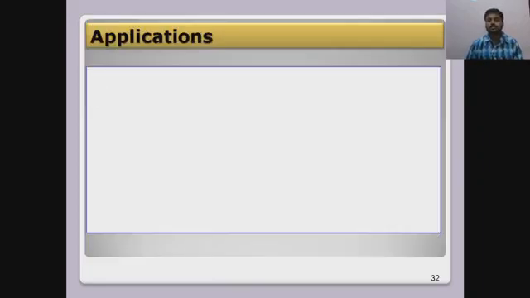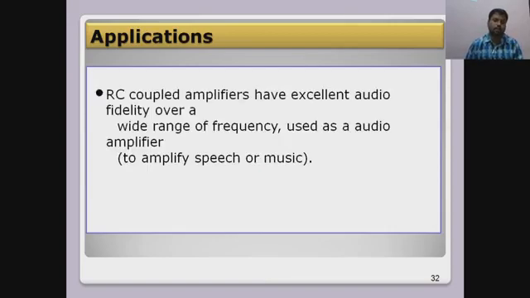The applications. What are the applications of the RC coupled amplifier? The RC coupled amplifier has excellent audio fidelity over a wide range of frequency. If you observe the frequency response curve of the RC coupled amplifier, it is giving a flat response from 50 Hz to 20 kHz, which is in between the audio frequency range, that is 20 hertz to 20 kilohertz. So it can be used as an audio amplifier to amplify speech or music.